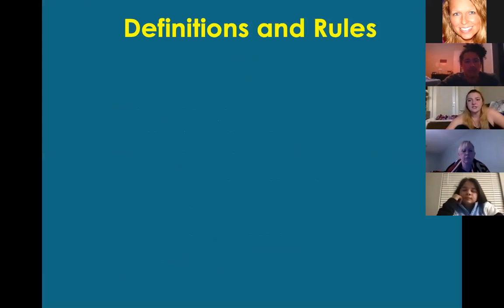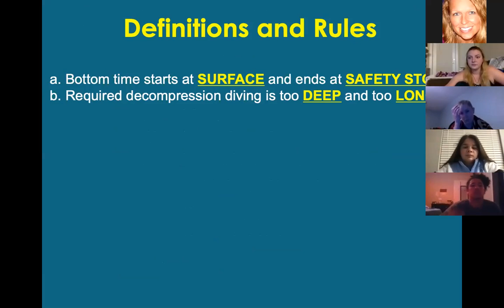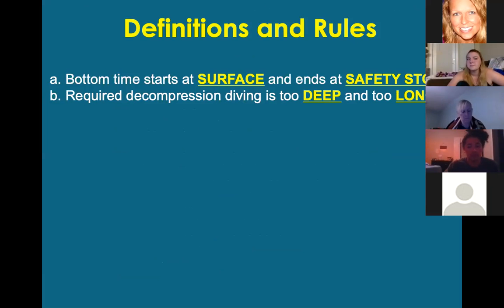So let's go over definitions and some rules. Bottom time, like I said, starts at the surface as soon as you touch the water, and it's going to end at your safety stop. By the way, guys, what she's going over right now, what page is that going to be in your workbook? Find it in your workbook. You may want to follow along and write this part down. This is a lot that she's going to throw at you right now. You'll see a page that has a bunch of definitions and rules. First person who finds it, let us know the page number. 133. Okay, great. So everyone turn to page 133.